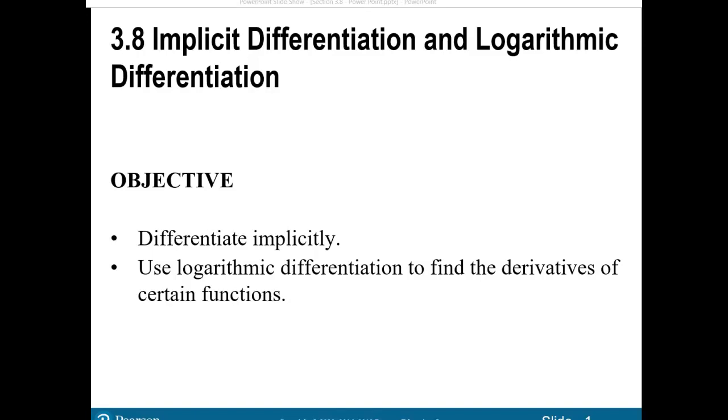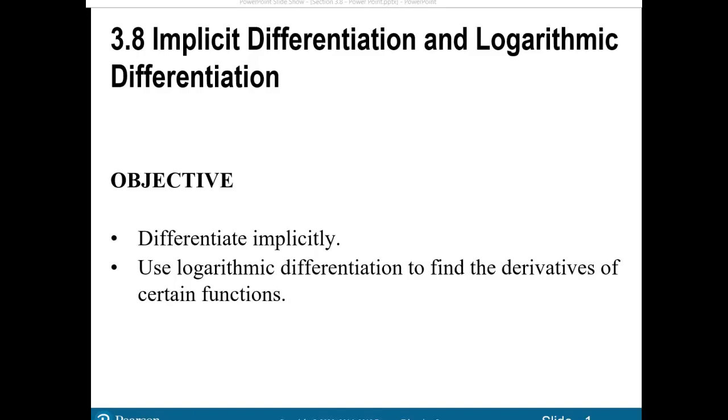In this video, we're going to cover section 3.8 on implicit differentiation and logarithmic differentiation. So the two objectives of this section are to learn how to differentiate implicitly and to use logarithmic differentiation to find the derivatives of certain functions.